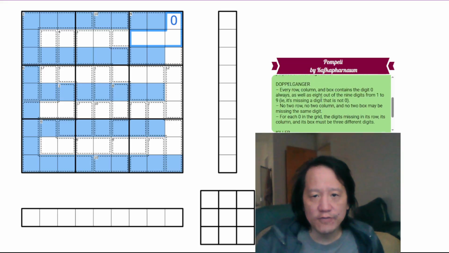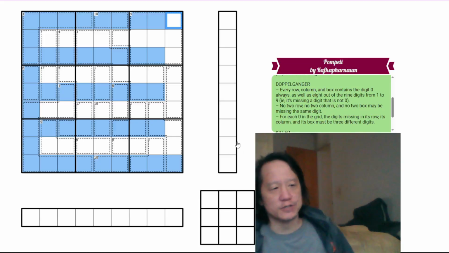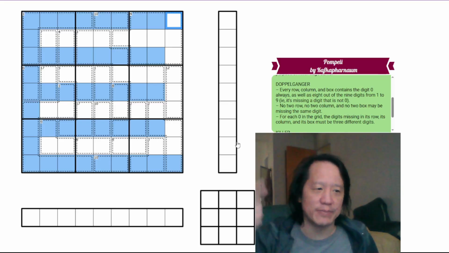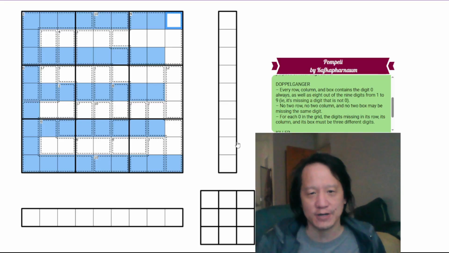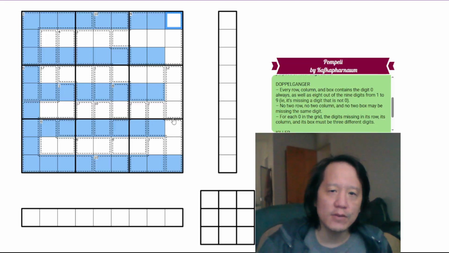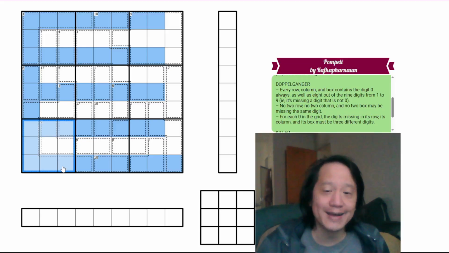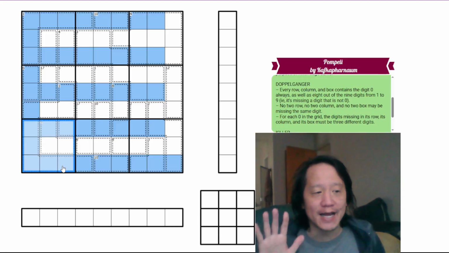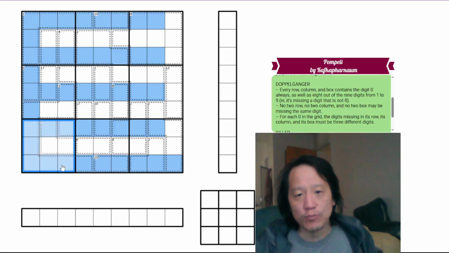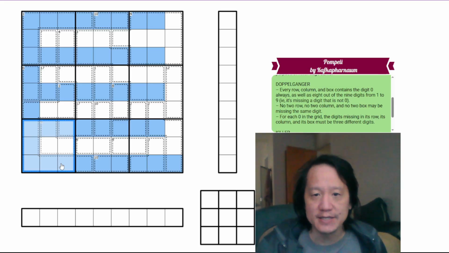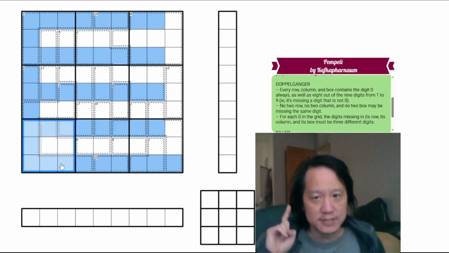And we have every row. This is a doppelganger rule set. I've never run into this, so I don't know if there's another type of doppelganger rule set, but this is a different one, I think. Where every row, every column, and box contains the digit 0 always, as well as 8 out of the 9 digits from 1 through 9. That is, it's missing a digit that is not 0.